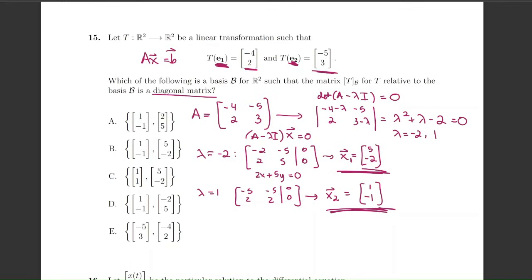So because of that, we can look at our answer choices. It's not this one. This is not right. And I think it's B. Yeah. So our answer is B.